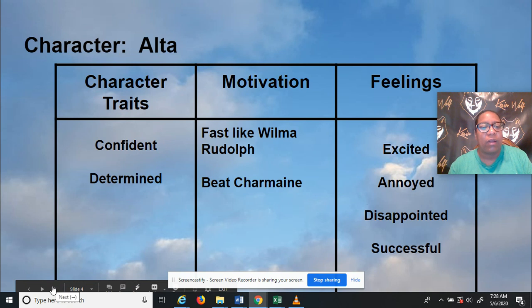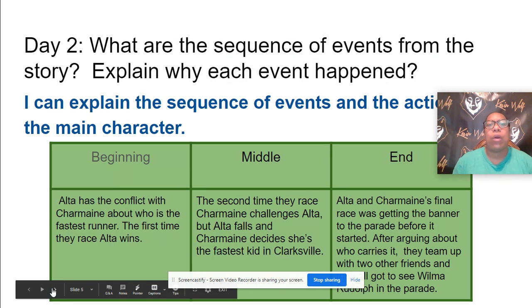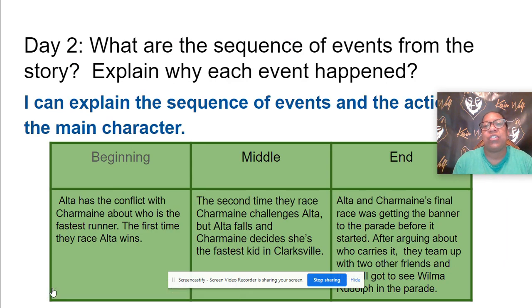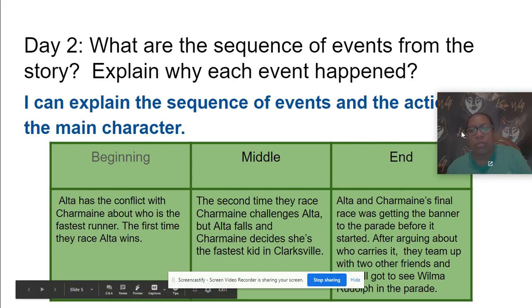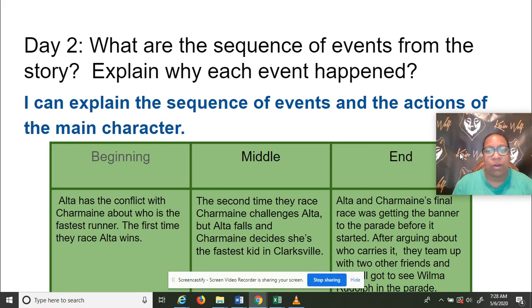All right, so let's go into our lesson for today, looking at the sequence of events from the story and explaining why each event happened. This is what a reader should be able to do. Readers should be able to explain the sequence and the actions of the main character. We looked at Alta because she was the main character, so next we have to look at how we put the story together.